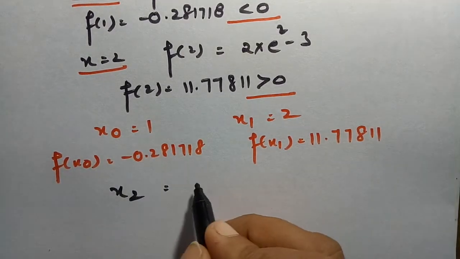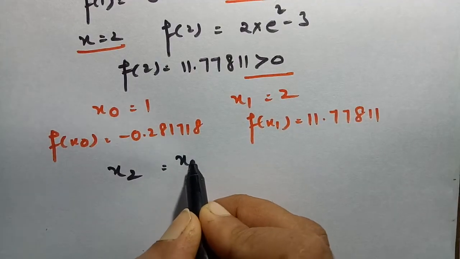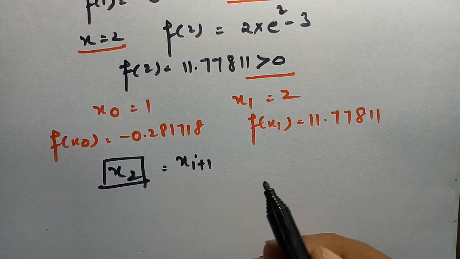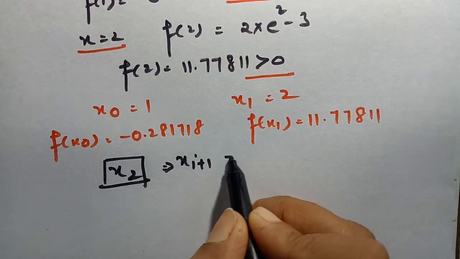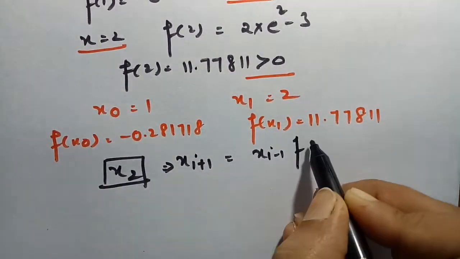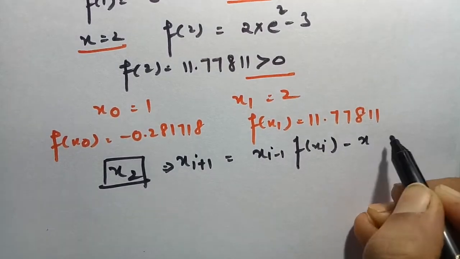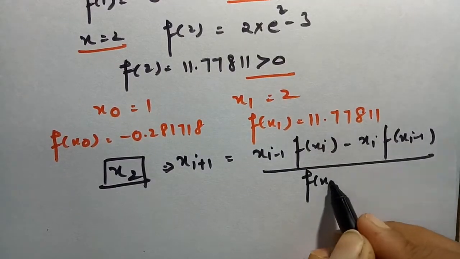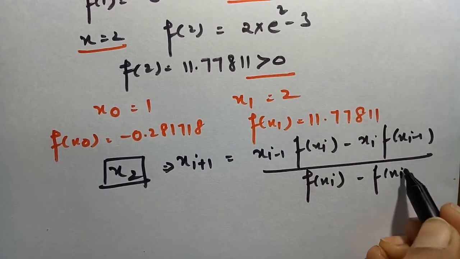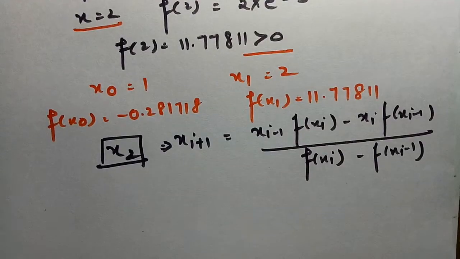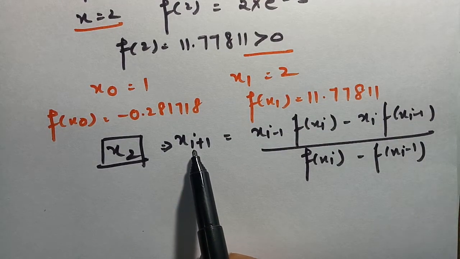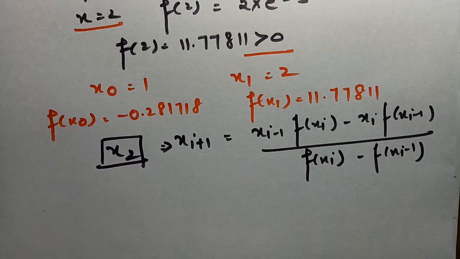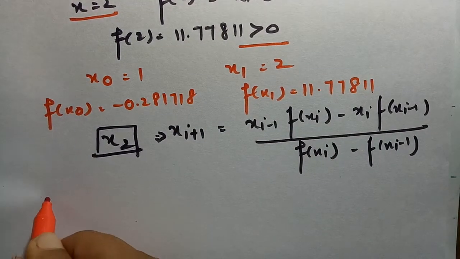Here there is one formula: x of i plus 1 is equal to, we have to find this one. x of i plus 1 will be x of i minus 1 times f of xi minus xi times f of xi minus 1, divided by f of xi minus f of xi minus 1. In this, if I keep i is equal to 1, I'll get this. If you feel it is difficult to remember this one, there is a shortcut.